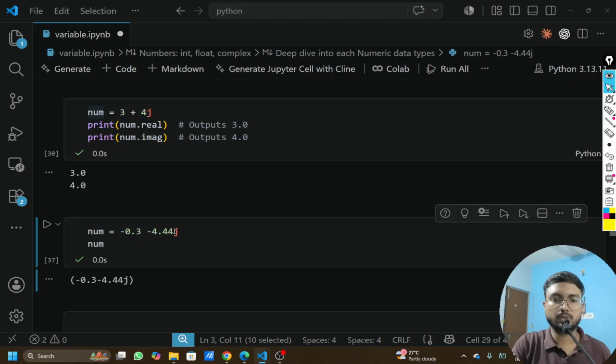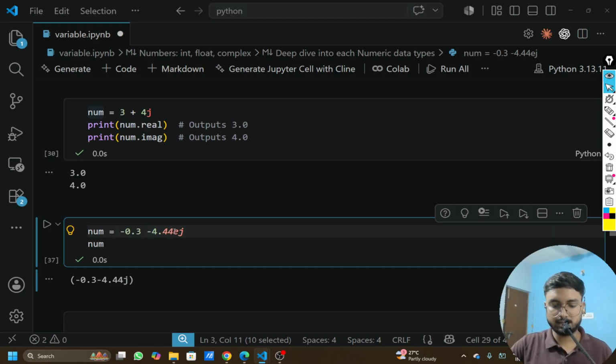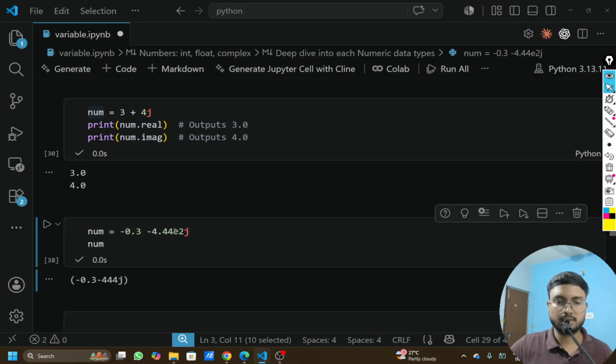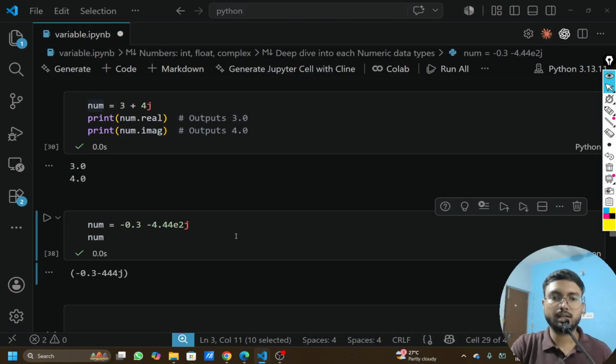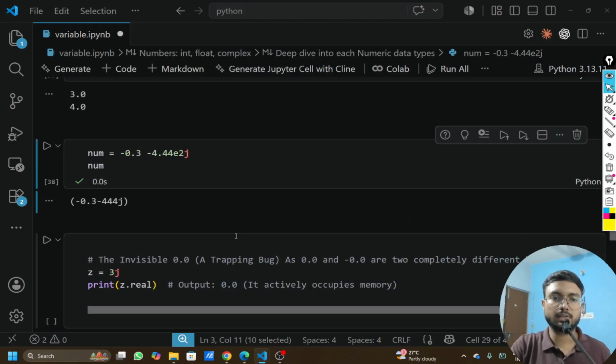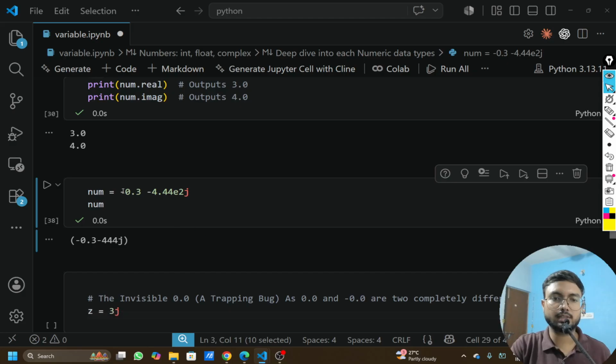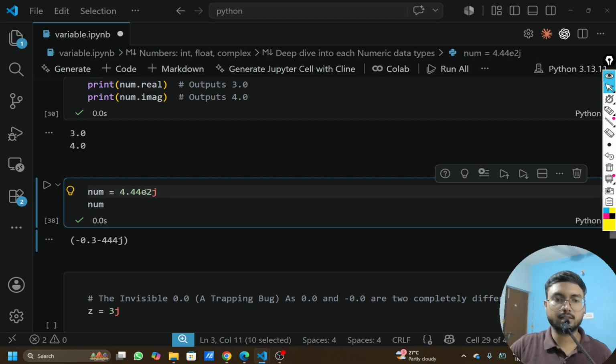Let's try to also use the E notation and see if it works. Yeah, this is also working. So we can have E as well. Hope this gives you more clarity around this. Now, one thing we should test is, if we remove this, will it create a complex number? Okay, let's check the data type.